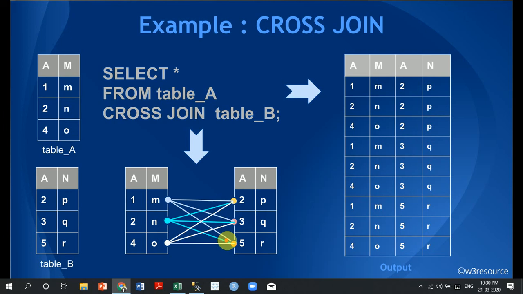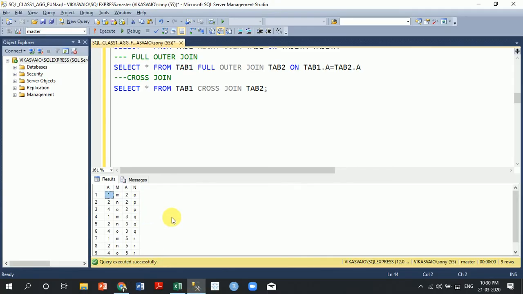The same way you did it in the set theory of mathematics, how to find the Cartesian product between two tables: the first row will come with all the rows of the second table. Similarly, the second row will come with all the rows of the second table, and the third row will come with all the rows of the second table. Likewise, you can perform cross join. As you can see, the same thing is happening in our SQL result as well.